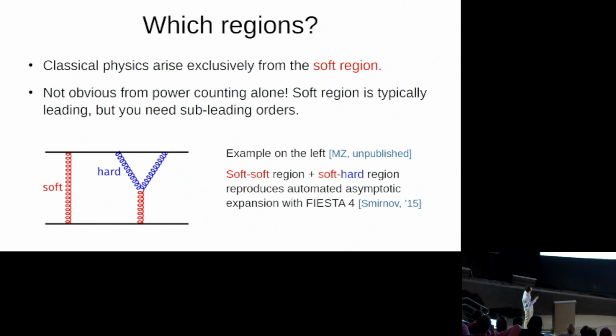There are some slight subtleties involved. From the power counting alone, it's not at all obvious that the soft region is all you need, because there are so-called classically divergent or superclassical pieces in your amplitudes. When you expand to the classical order through more than one order of expansion, naively you also need mixed soft and hard regions.